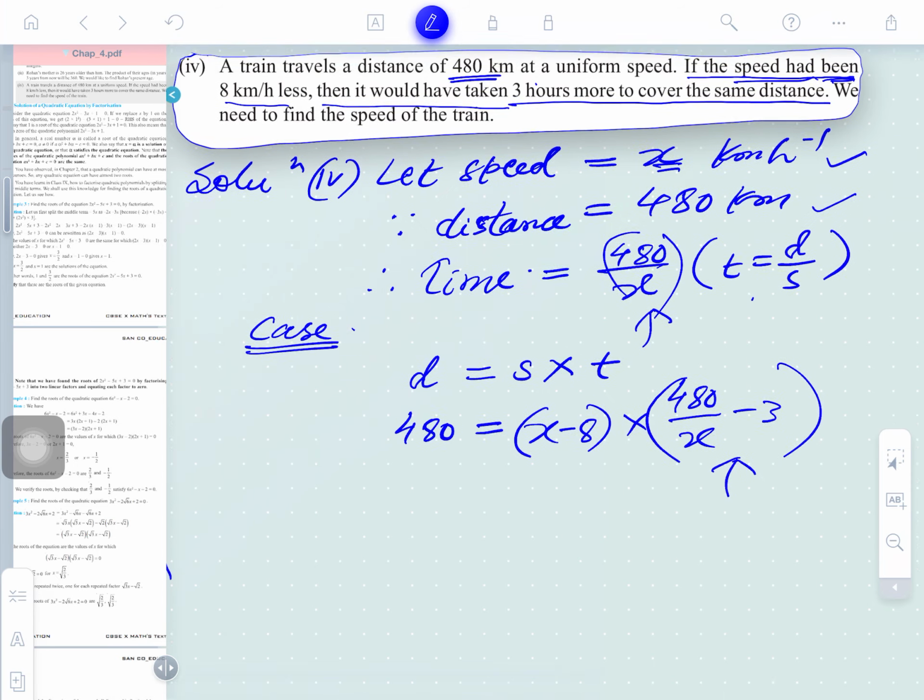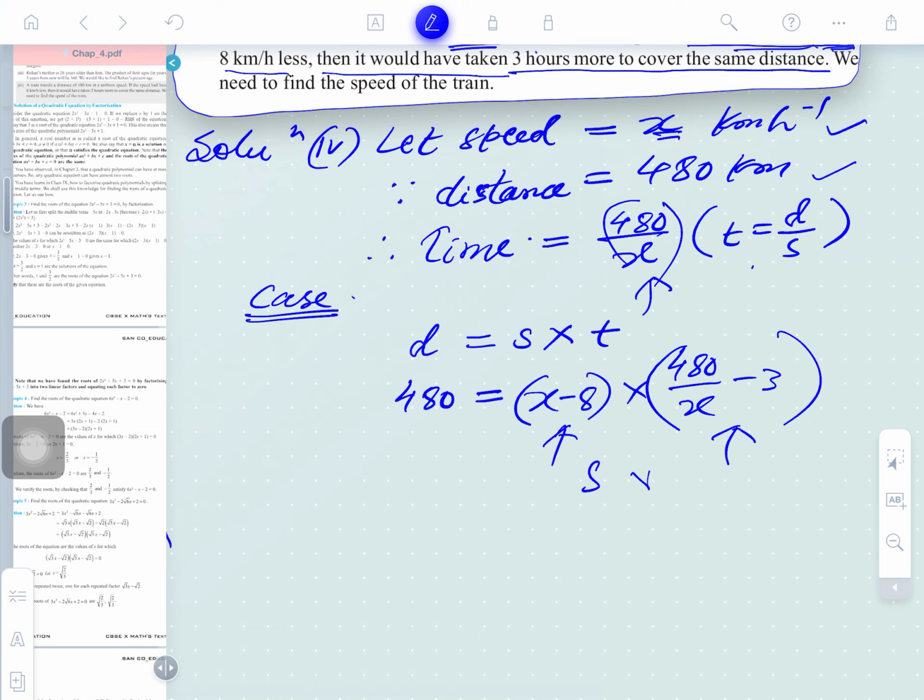So this is your time and this is your speed. So speed into time, again the distance will come here as it is, right guys. So this is actually the main point, the main solution point of the problem we can say.